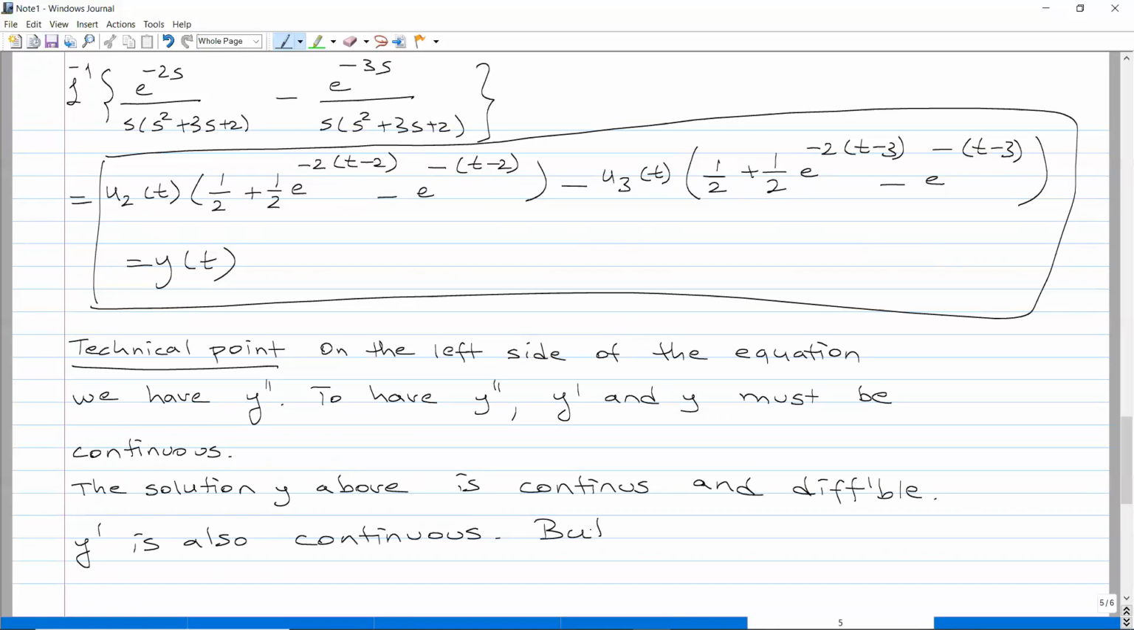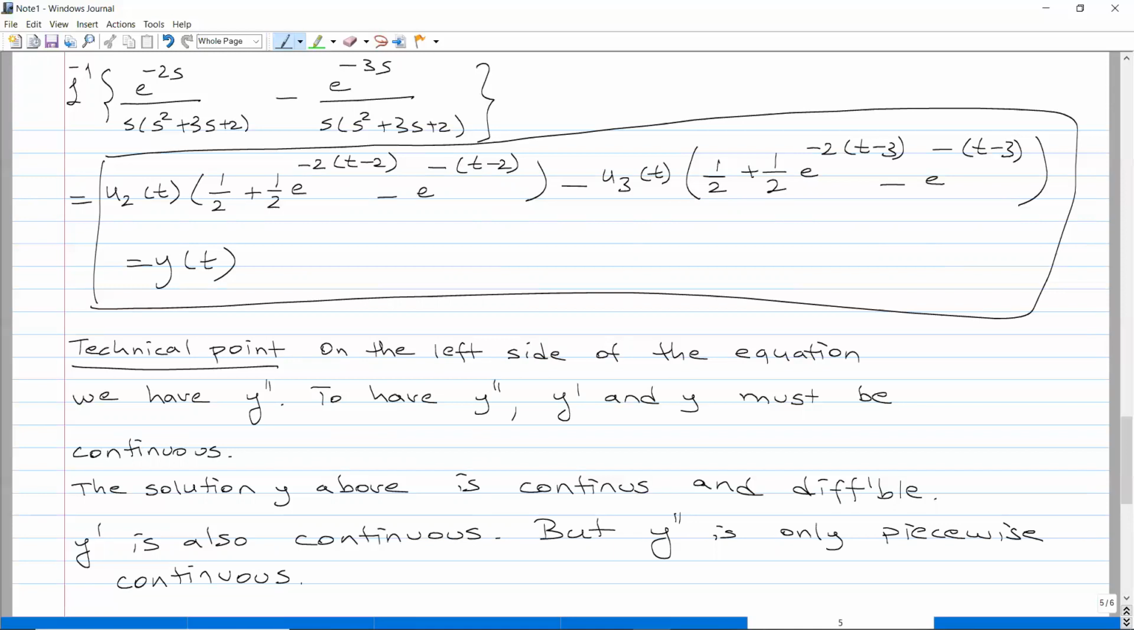But the highest order, y double prime, is only piecewise continuous. We can't expect otherwise, because the initial conditions are only for y and y prime. And also in the original equation, on the right side, we have a piecewise continuous function. So something on the left side should also be piecewise continuous.